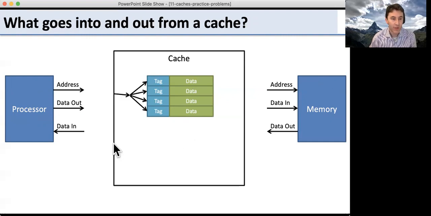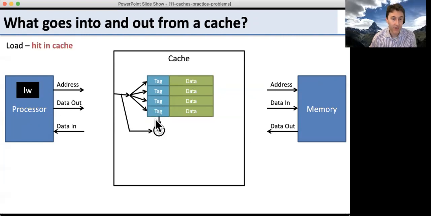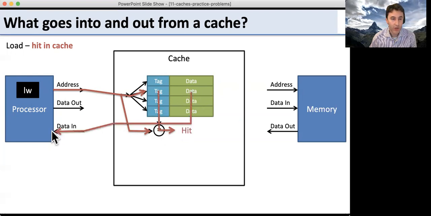So let's take a look at how it works here. Inside the cache, we're going to take in an address. We're going to use the address to search the tags, and we're going to see if it's a hit and return the data. So let's say we have a load word instruction that comes in here, and let's say it's a hit in the cache. So what happens? Well, the processor is going to send the address into the cache. The cache is going to look in the right place based on that address, and it's going to compare the tag that comes out of that with the address to see if it's a match. If it's a hit, then it's going to say, all right, we've got the data, and we're going to return the data to the processor.